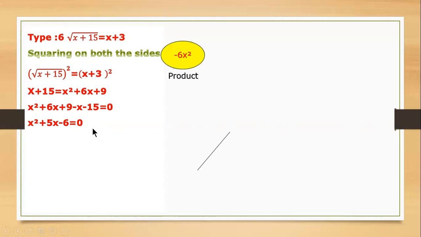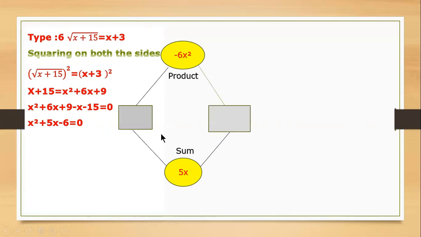Now we have to use the sum and the product method. In the place of a, we have 1x squared. In the place of c, we have minus 6. If you multiply, minus 6x squared is the product. In the place of bx, we have plus 5x, which is the sum. Which are the two numbers that give the same product and the same sum? Yes, they are 6x and minus x. If you multiply these two, you get minus 6x squared. If you add, you get 5x. So let us use 6x and minus x in the place of 5x.